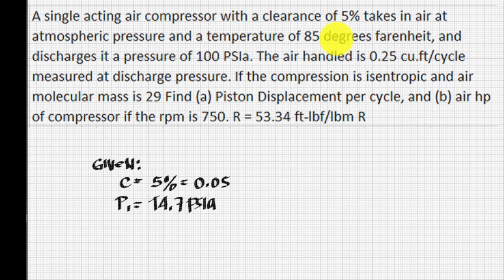Then we have here T sub 1, or temperature 1. That will be 85 degrees Fahrenheit. So I'm going to add 460 to make it absolute. So this will be equal to 545, degrees Rankine.